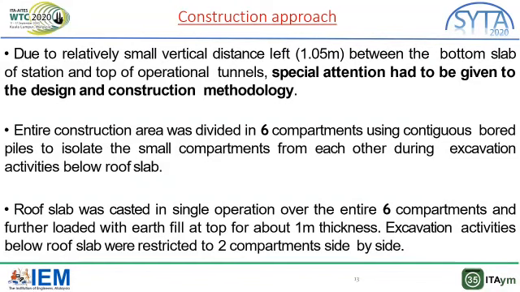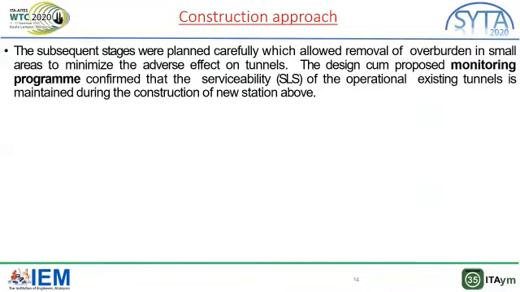Roof slab was cast in a single operation over the entire 6 compartments and further loaded with earth fill at the top for about 1 meter thickness. Excavation activities below roof slab were restricted to 2 compartments only, side by side. The subsequent stages were planned carefully, which allowed the removal of overburden in small areas to minimize the adverse effects on tunnels. The design cum proposed monitoring program confirmed that the serviceability of operational existing tunnels is maintained during the construction of new station above.